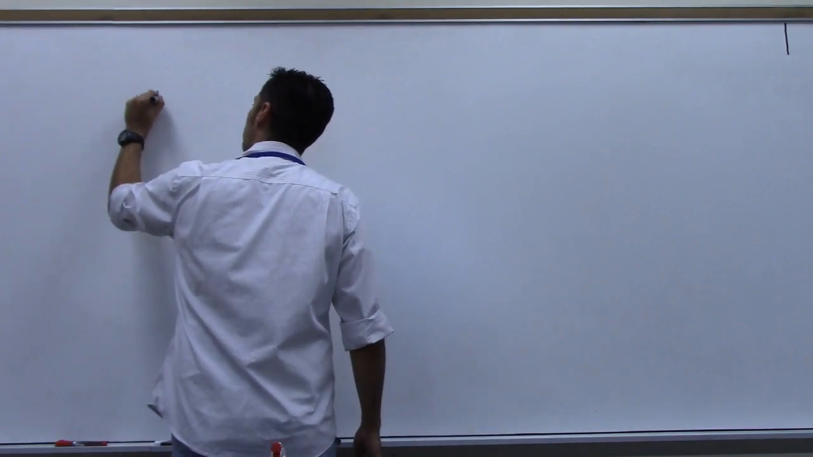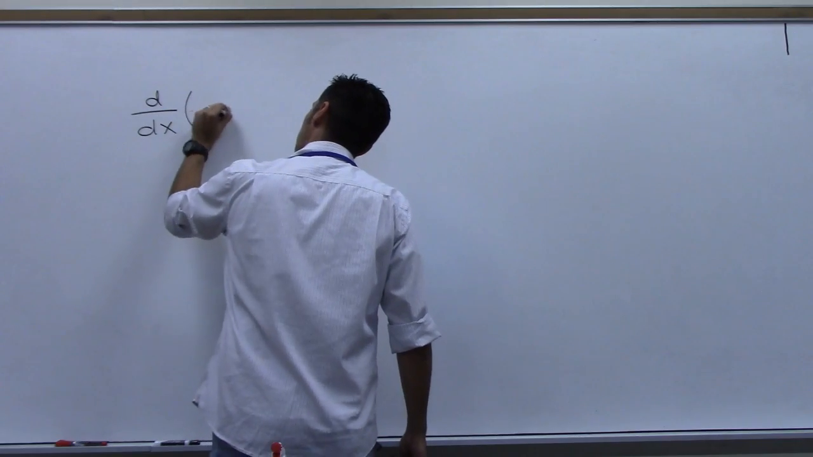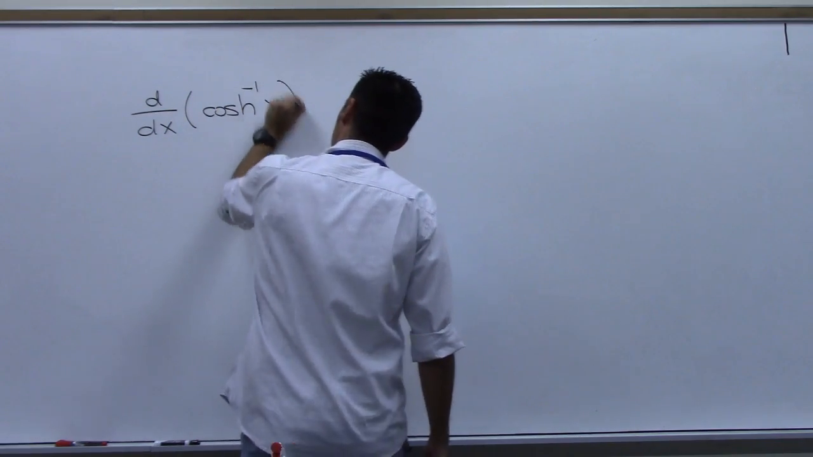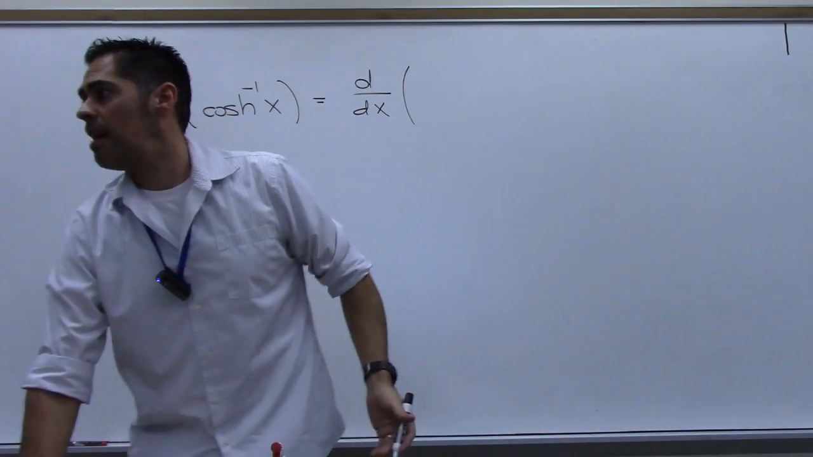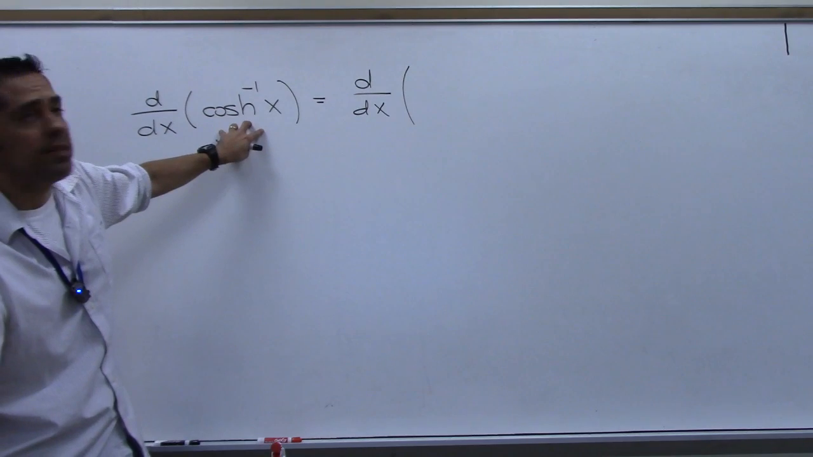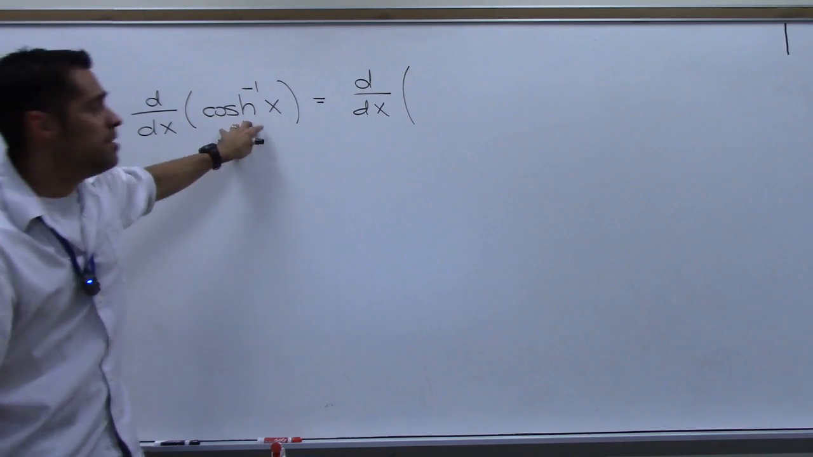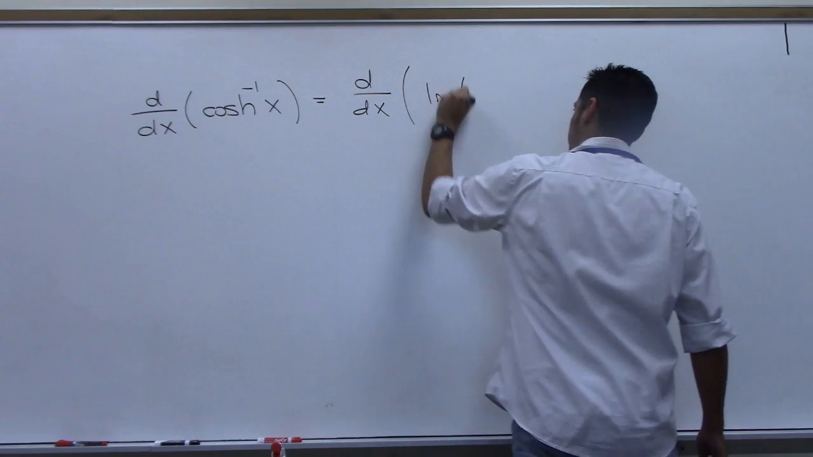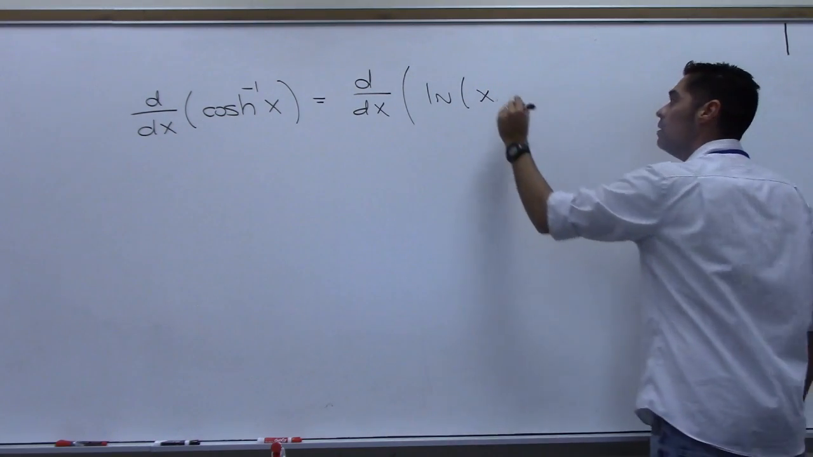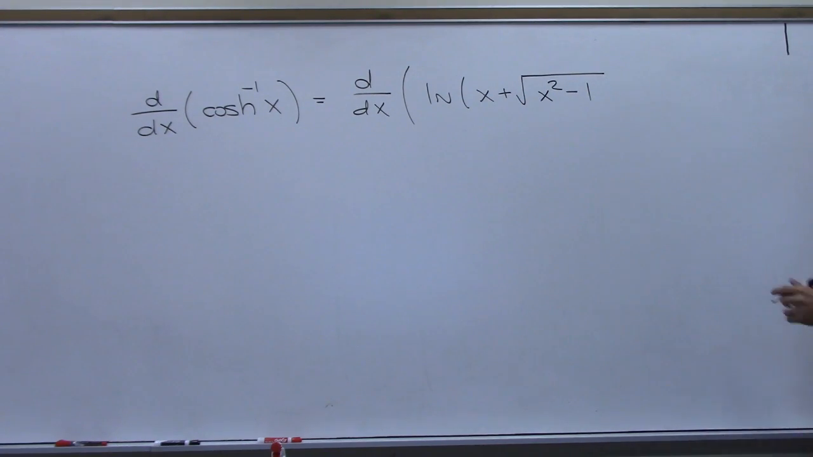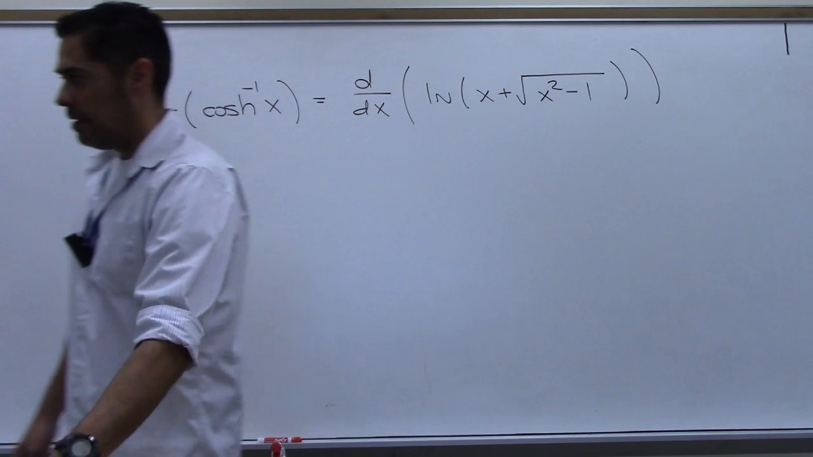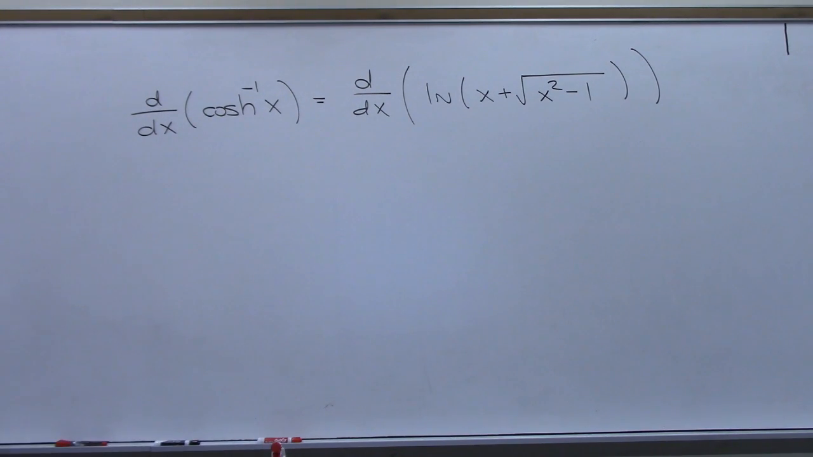So what is the derivative of cosine hyperbolic inverse of x? Well, we have to know what cosine hyperbolic inverse is, right? Scroll up a little bit here. It's natural log of x plus the square root of x squared minus 1, right? So I'm taking the derivative of this.